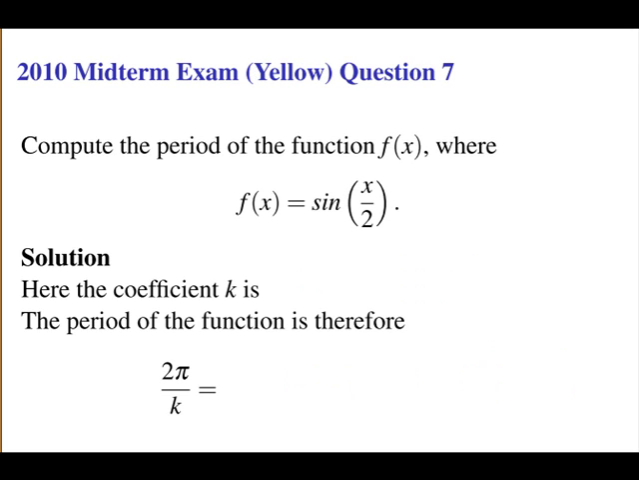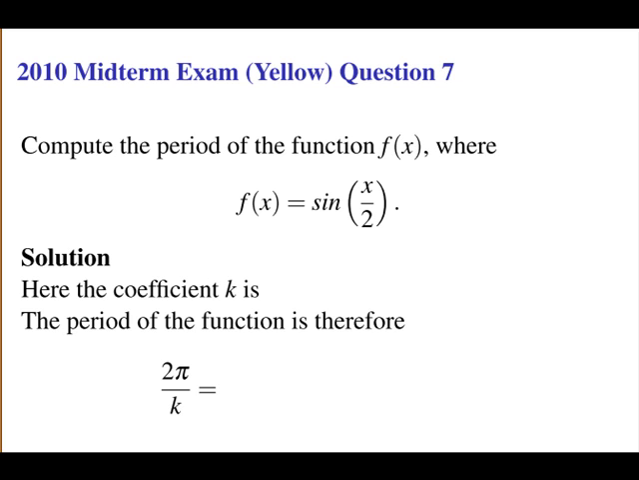So we had a look at the green midterm paper from 2010. We'll just have a quick look at the yellow exam paper from 2010. This is question 7. So here we are asked to compute the period of the function f of x, where f of x equals sine of x divided by 2.